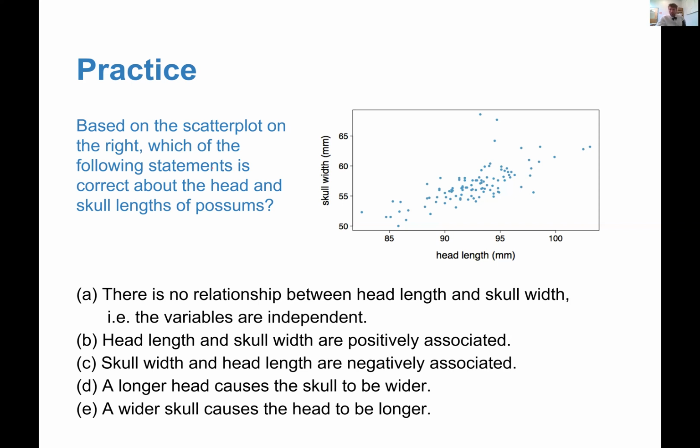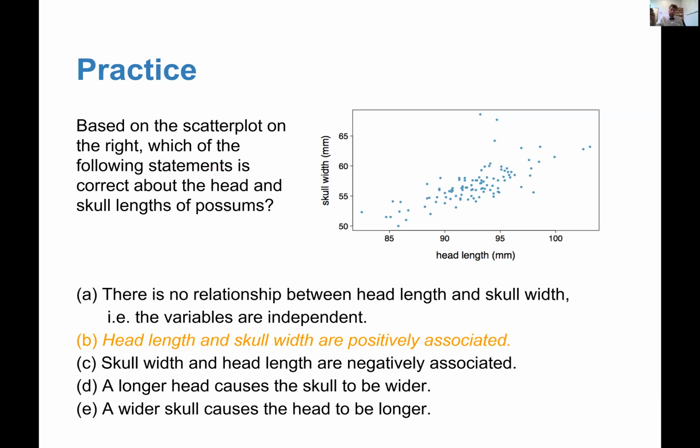So now we're asked, is there no relationship between the head length and skull width, i.e. they're independent? Or are they positively associated? Or negatively associated? Or does a longer head cause the skull to be wider? Or does a wider skull cause the head to be longer? There's only one correct answer given what we know. And that answer is, 3, 2, 1, head length and skull width are positively associated.